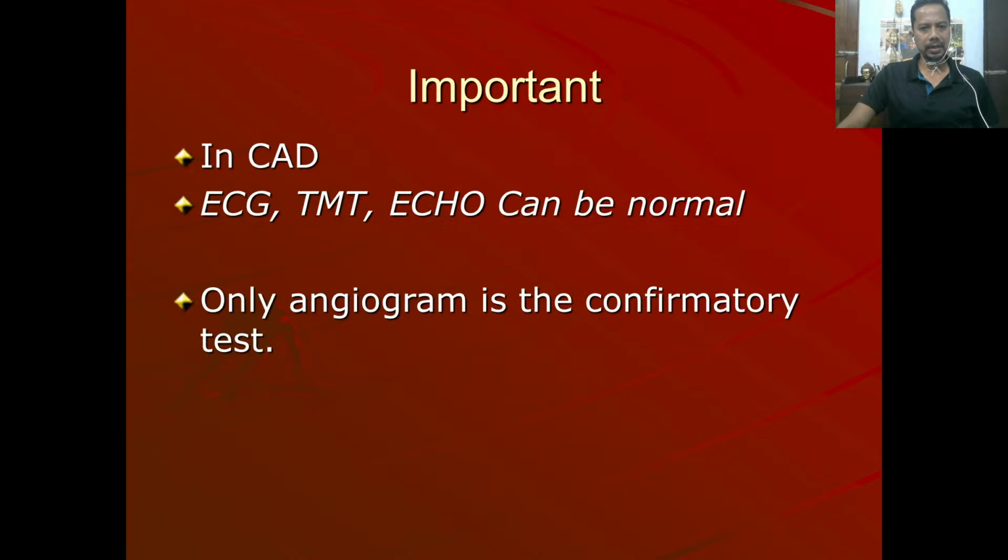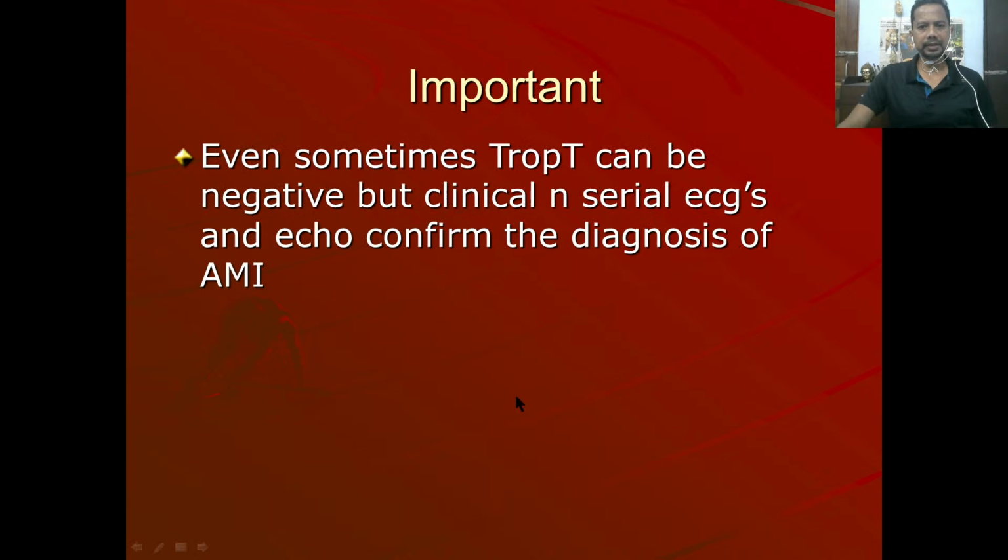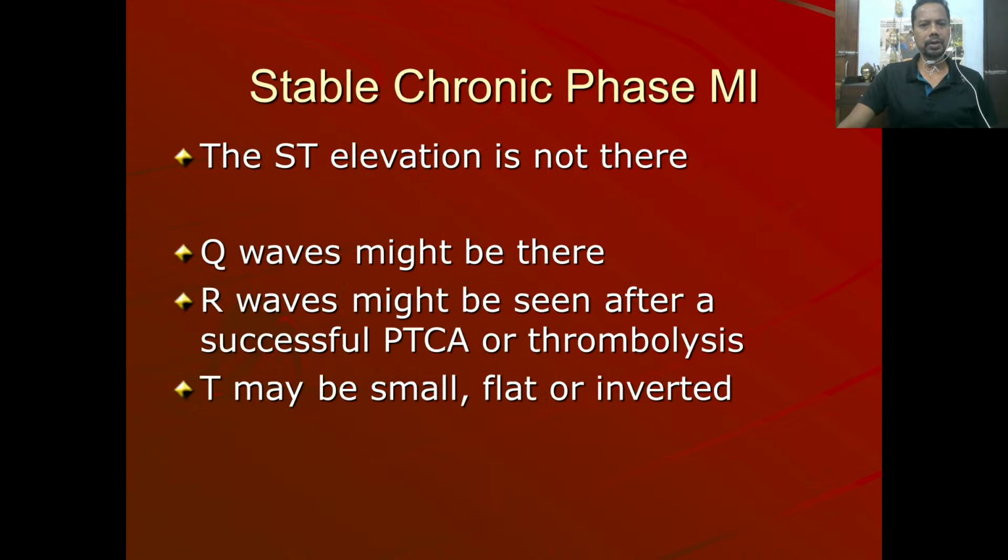And echo, TMT, ECG, they can all be normal. You should remember, ECG can be totally normal in MI, TMT can be normal in very bad CAD also. All the triple vessels might be blocked, TMT will be totally normal if the patient has good collaterals. Echo can be totally normal, only coronary angiogram is confirmatory, and it will tell you whether the patient has advanced or mild coronary artery disease and needs intervention or not. And always do an echo before you do TMT.